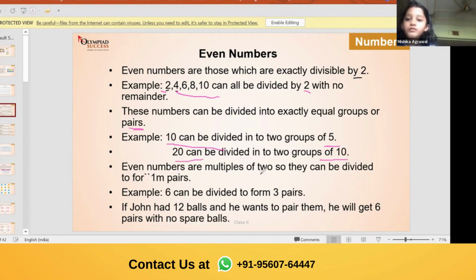Even numbers are multiples of 2. So they can be divided into pairs. Example, 6 can be divided to form 3 pairs. If Johan had 12 balls and he wants to pair them, he will get 6 pairs with no spare balls.